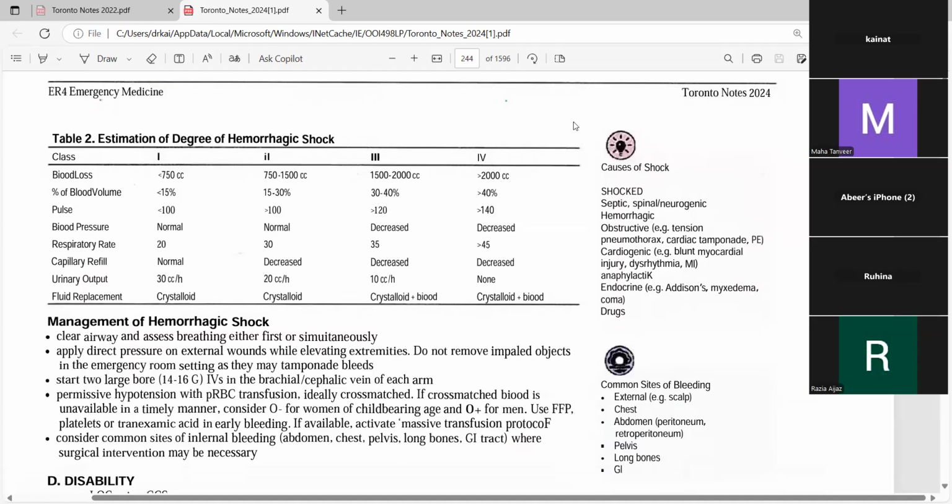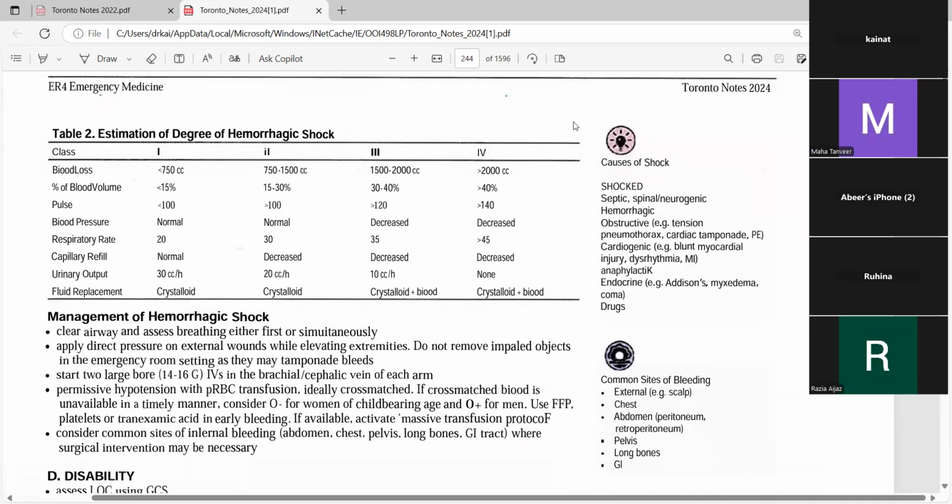Third one is 1500 to 2000. In that case, the blood pressure is also decreased, but the pulse is high, the respiratory rate is high, capillary refill is decreased. It means the extremities will be cold. Then urine output, as urine output is one of the most important things, so don't forget about this one, the Foley's catheter. Okay. Then in the third degree, we start with the crystalloid plus blood. A lot of people go with the blood, but crystalloid does help a lot in the third one too. So we can wait, but it's better to keep blood in your hand.